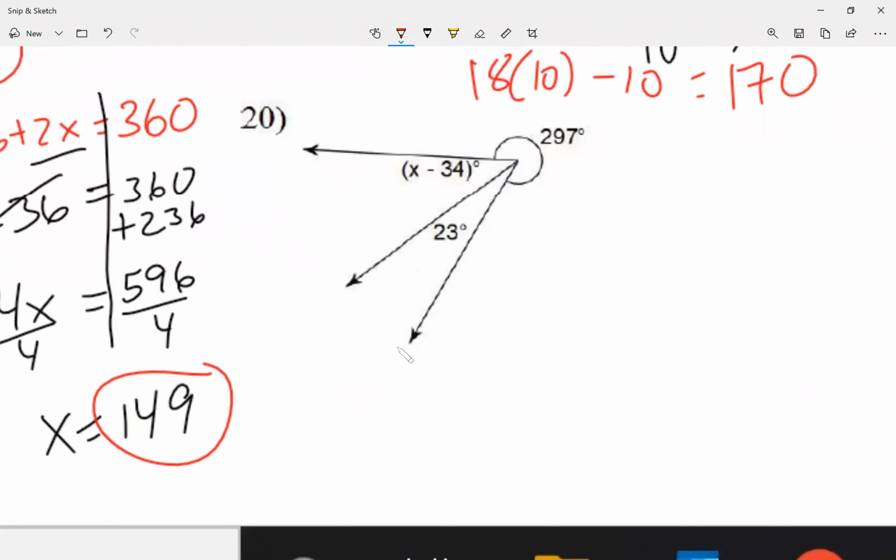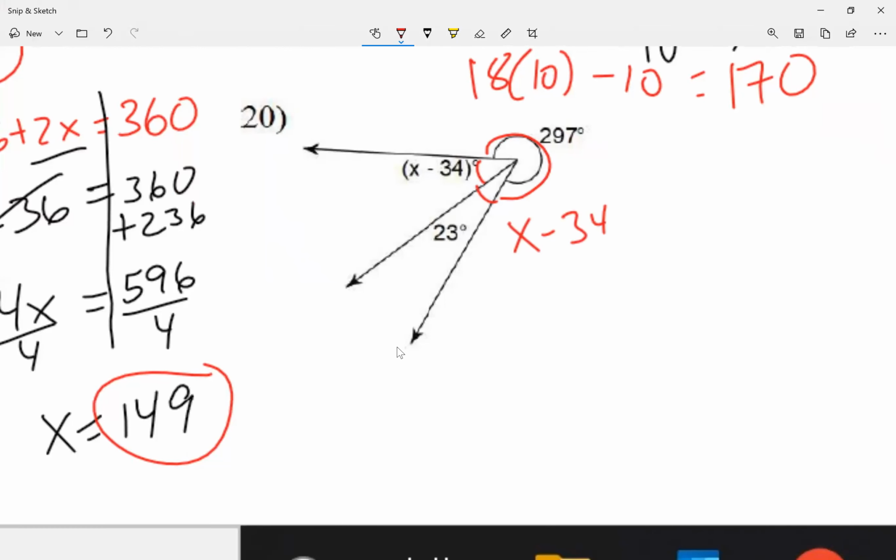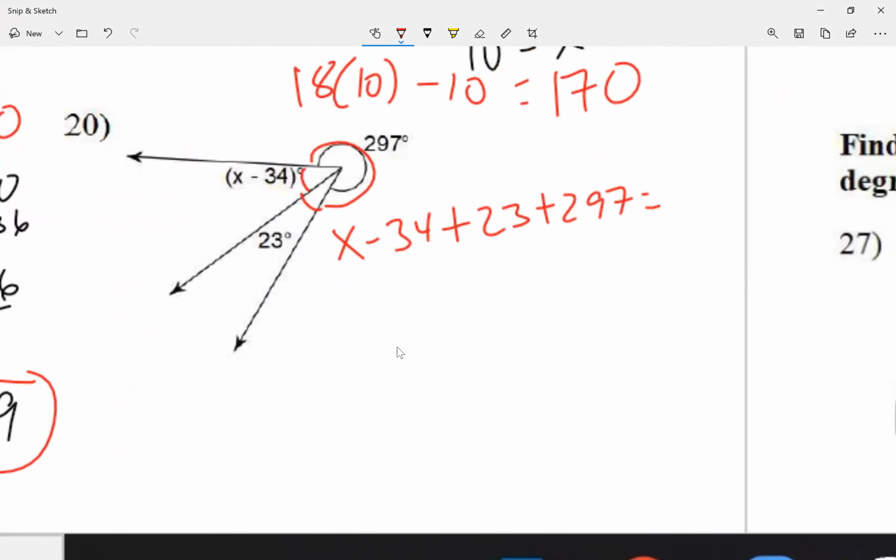Now let's take a look at question number 20. If I add everything, x minus 34 with 23 with 297. So let's go x minus 34 plus 23 plus 297. I add everything. In this case, it is equal to 360 because it's an entire circle.